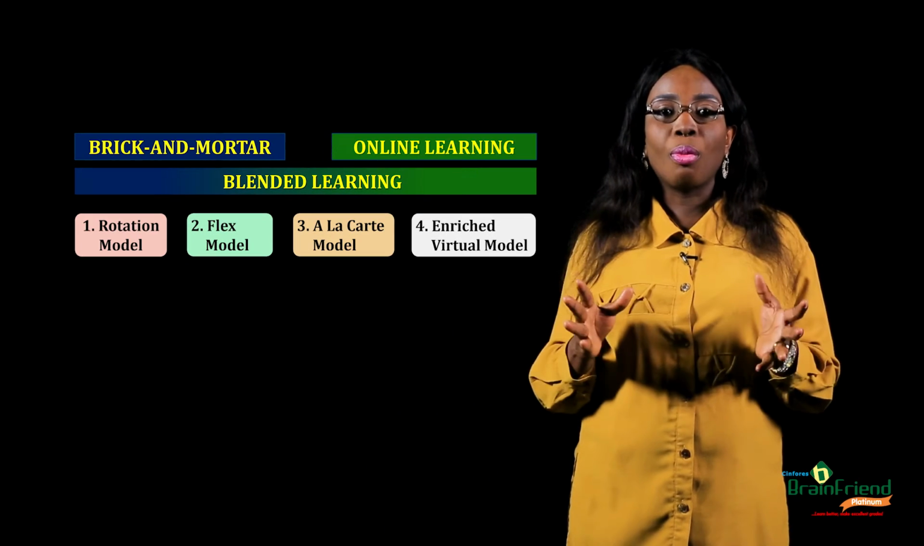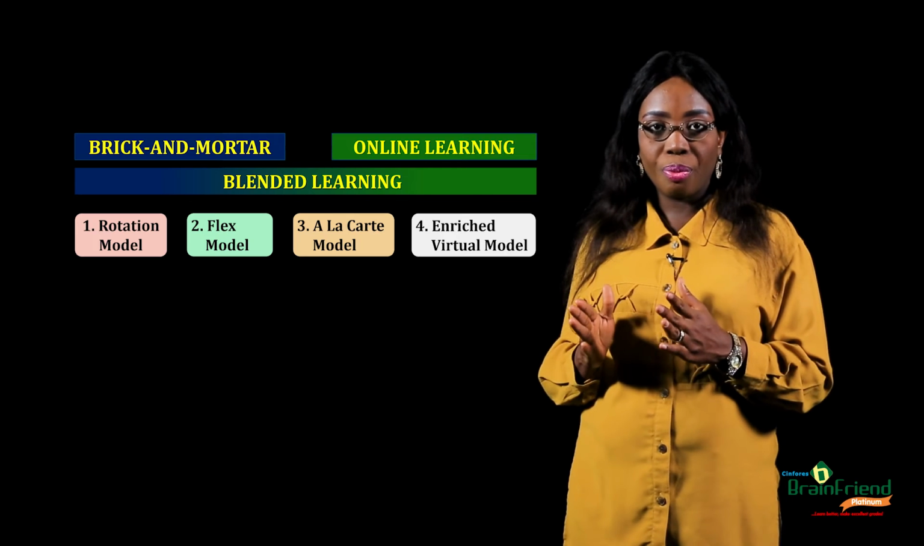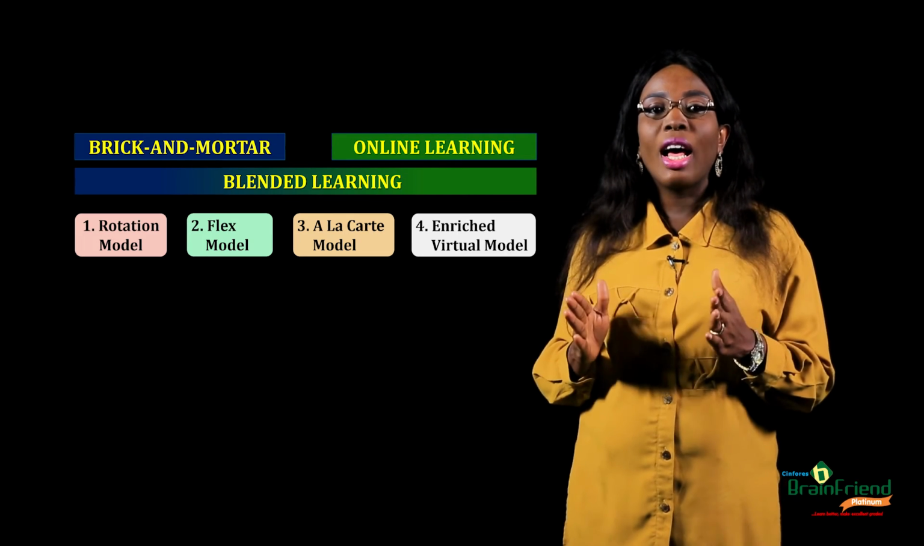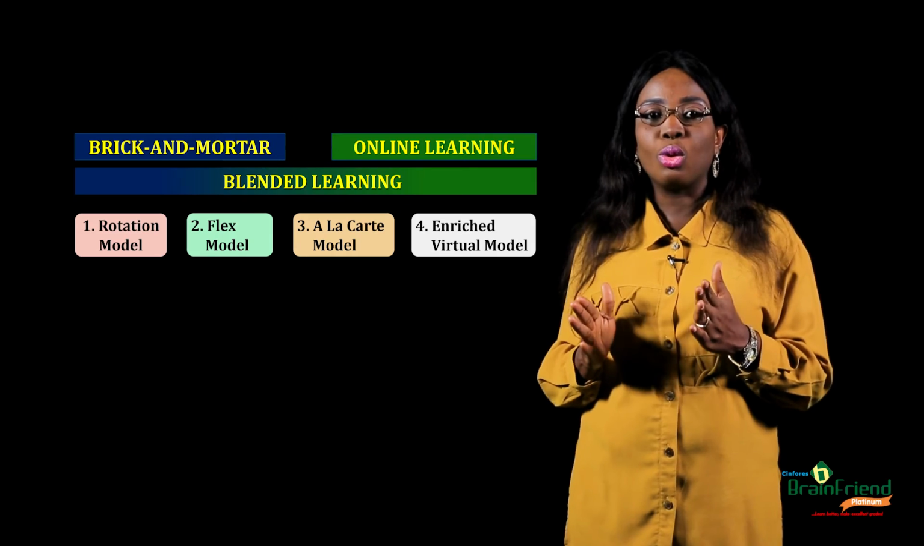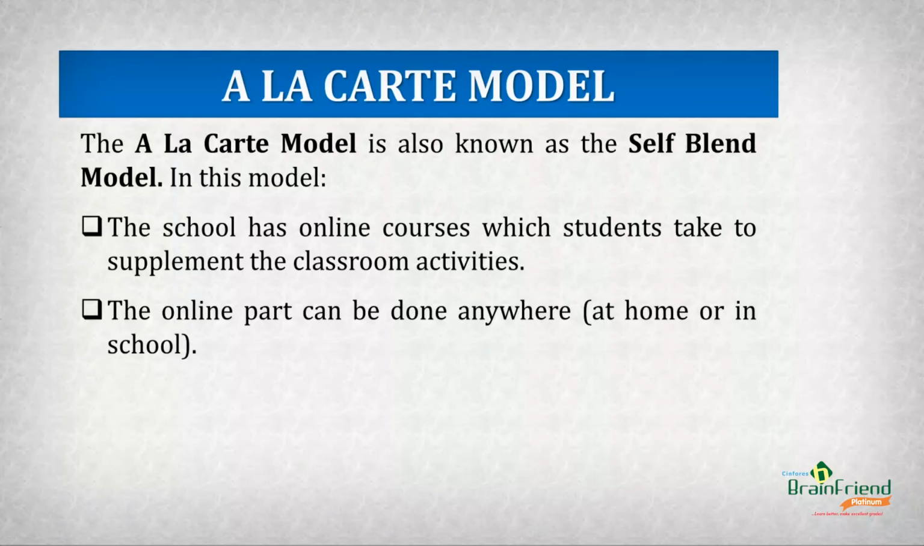At this point, we are done with the rotation model. So when you look at the model, you can see that we're moving towards the online end of the continuum. So from rotation, we move over to the flex model. So we're moving closer to the online end. In the flex model, online learning is the backbone. Flex model requires very large learning space that has so many stations set up, and students go through these stations fluidly based on their needs, and teachers are there to provide flexible support based on the needs of the students.